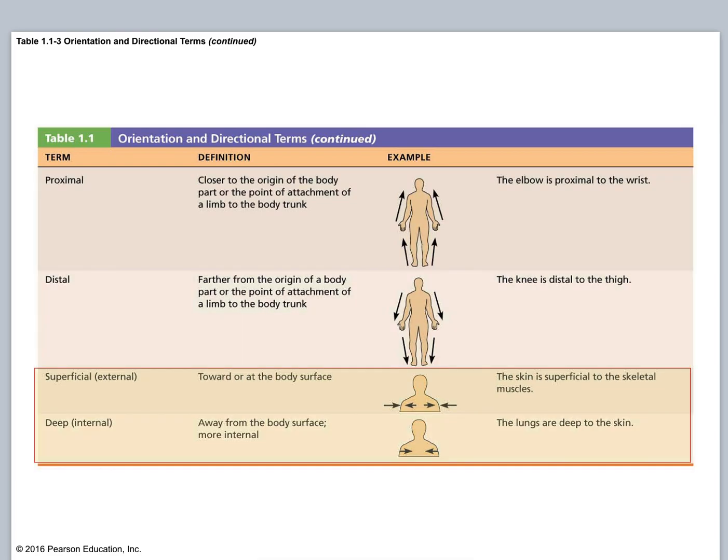Next, we'll look at superficial and deep. Superficial means towards the surface of the body or towards the skin. Deep means away from the surface of the body or away from the skin. The skin is superficial to the skeletal muscles. I mean, the skin lays on top of the skeletal muscle. The lungs are deep to the skin.